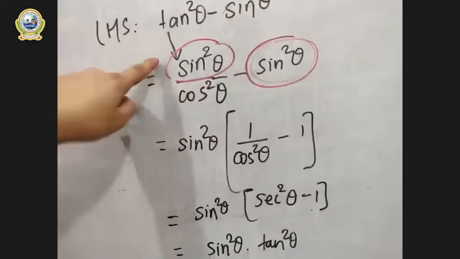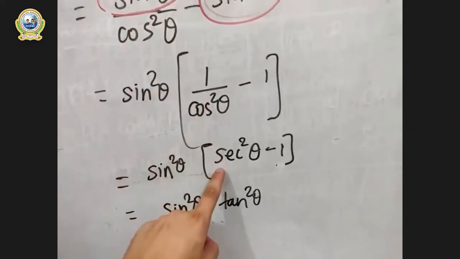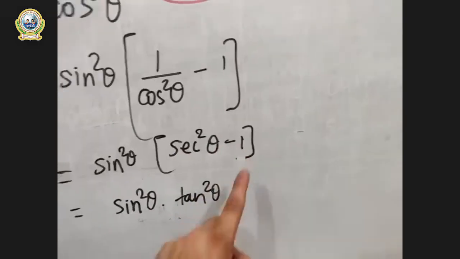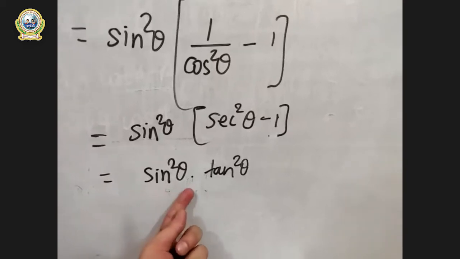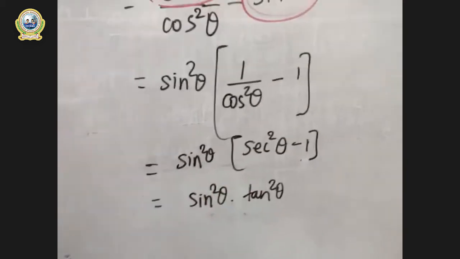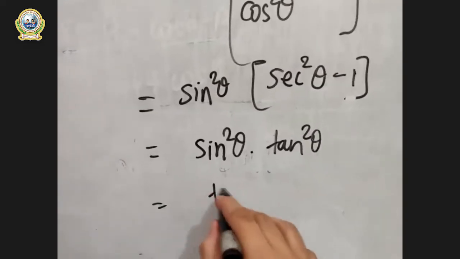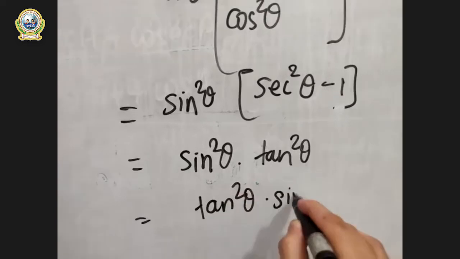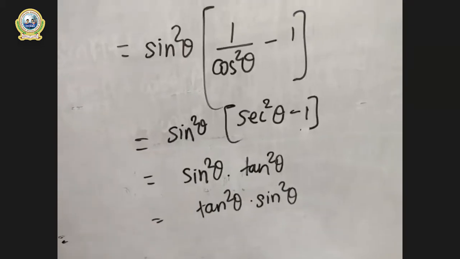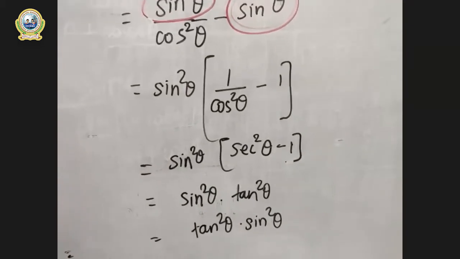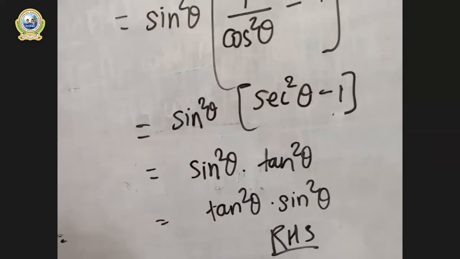Tan theta means sine by cos. This is the first formula. And the second one is 1 by cos means sec. And sec square minus 1 means tan square. It is our third formula. So finally we have reached sine square theta dot tan square theta. And if there is a multiply sign in the middle, then you can exchange the terms. It will be tan square theta dot sine square theta. There is no difference between these, right? Because in multiplication you can exchange these two. So I think this is our right hand part. Isn't it so? This is our right hand side proved.